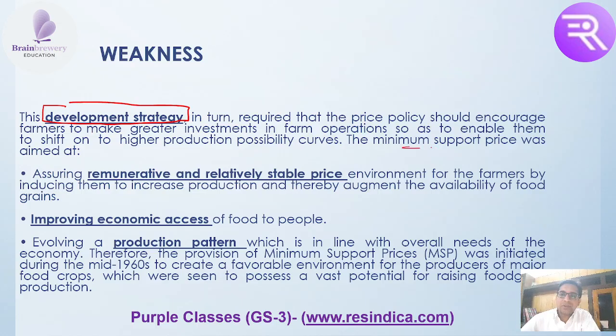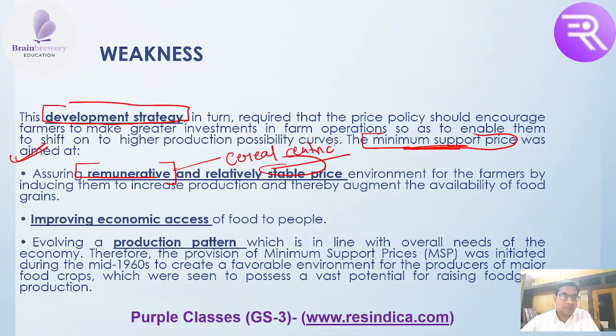This minimum support price that we are giving to the farmer has a certain aim: remunerative and stable prices. We expect that the farmer will utilize this money to increase production, so that our food grain productivity and our food grain buffer should increase. This is the development strategy, and under it there are also a lot of weaknesses. The weaknesses are that because we are providing remunerative prices, we are moving towards cereal-centric production.